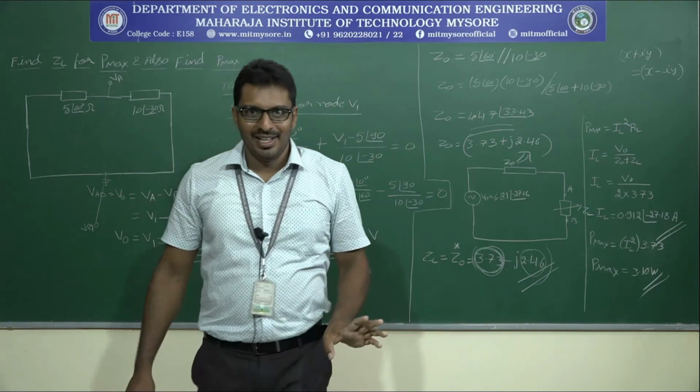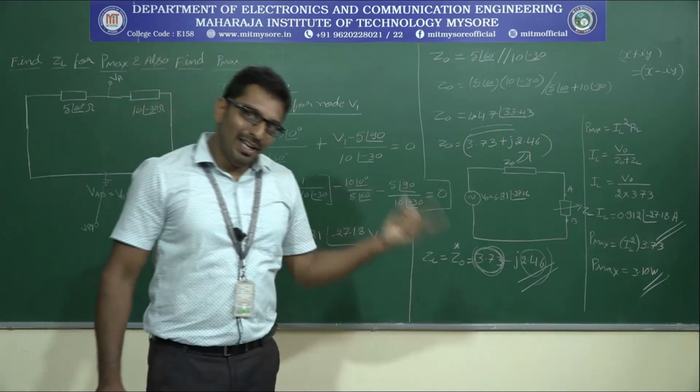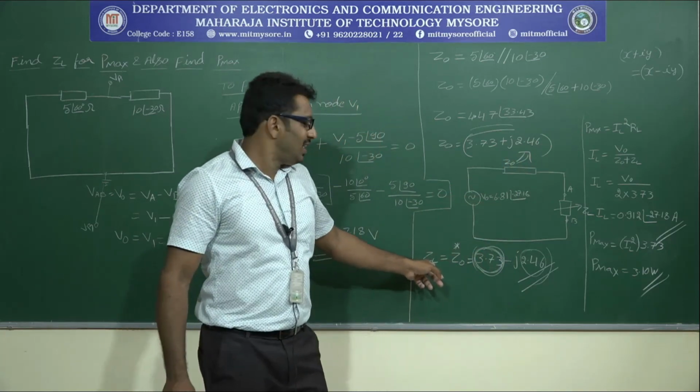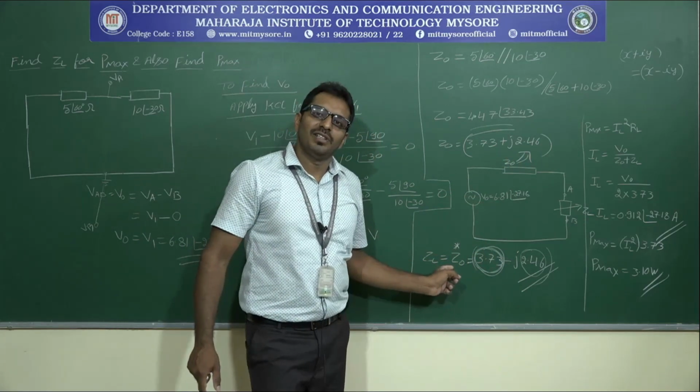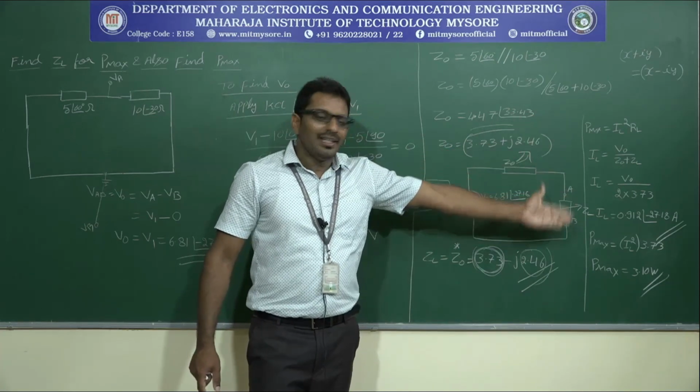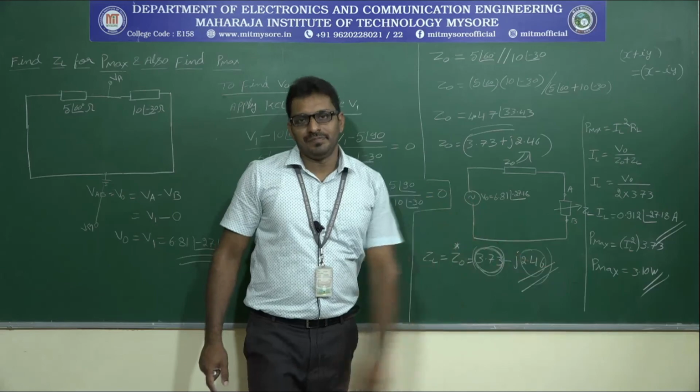That's all. If the load is a variable impedance, this is how we can find out the condition: ZL is equal to the complex conjugate of Z naught. Then find out IL, then find out P max. Thank you.